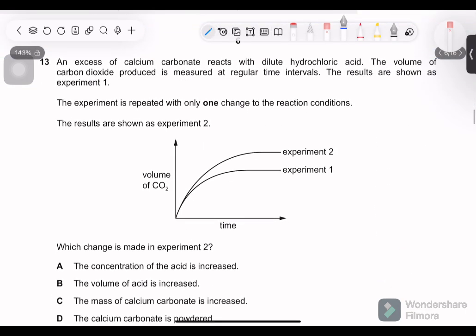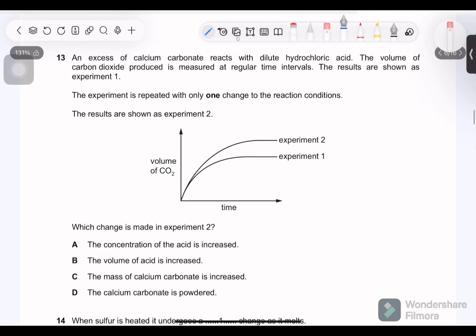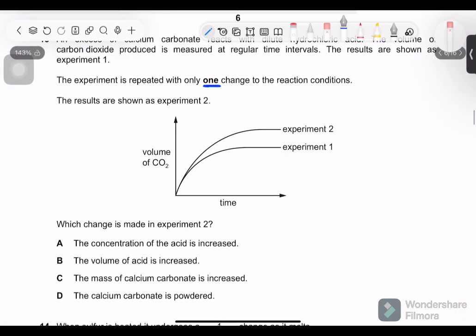An excess of calcium carbonate reacts with dilute HCl. The volume of carbon dioxide produced is measured. The results are shown as experiment 1. The experiment is repeated with only one change to the reaction condition. So the results are shown as experiment 2. Okay, so in experiment 2, as you can see, the yield of carbon dioxide has increased.